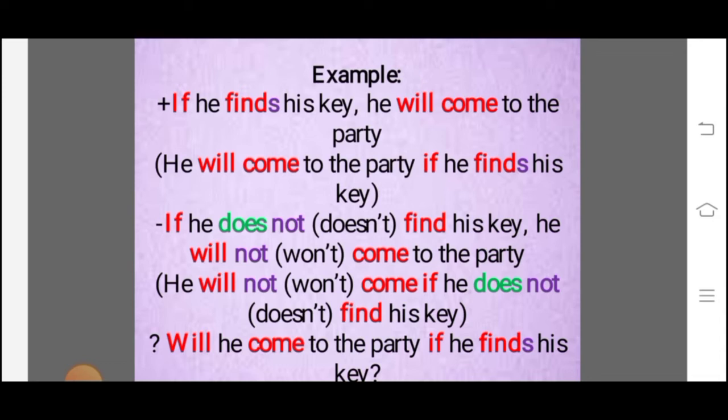General question begins with main clause with the help of will. For example, will he come to the party if he finds his key?